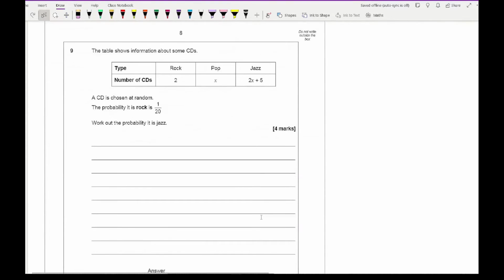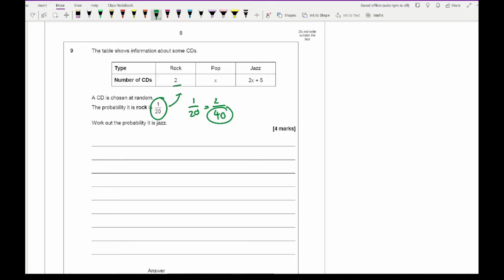Now for question 9, it says the table shows information about some CDs, and we've got our things there. And it says CDs chosen at random. The probability that it's rock is 1/20. Work out the probability that it is jazz. Now for this, in terms of the rock, we've got two pieces. Now if the probability is 1/20, I want to try and get the numerator to be 2, which therefore means that we've got 40. And that's how many CDs there are in total.